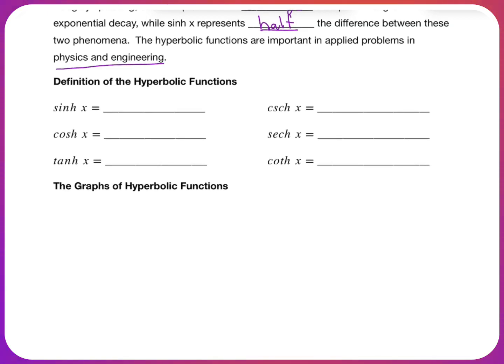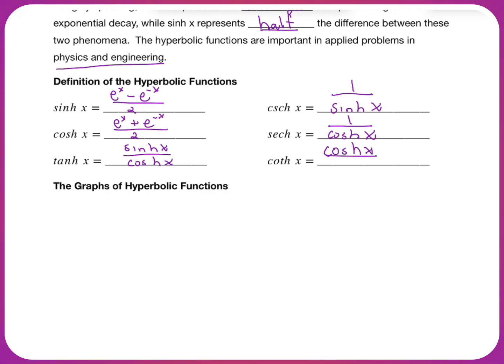So, if I want to find the definition of the hyperbolic functions, I've already given you the hyperbolic sine and the hyperbolic cosine definition, so I'll just rewrite this down here. Now I want to look at the hyperbolic tangent function. Well, just like in trig, it's the hyperbolic sine function divided by the hyperbolic cosine function. Cosecant is 1 over the hyperbolic sine function, and secant is 1 over the hyperbolic cosine function. And cotangent is the hyperbolic cosine function over the hyperbolic sine function, which is equal to 1 over the hyperbolic tangent function. Again, of course, we can't divide by 0.